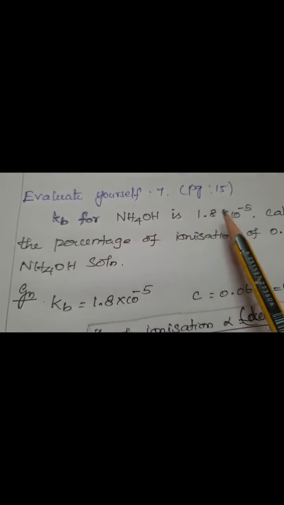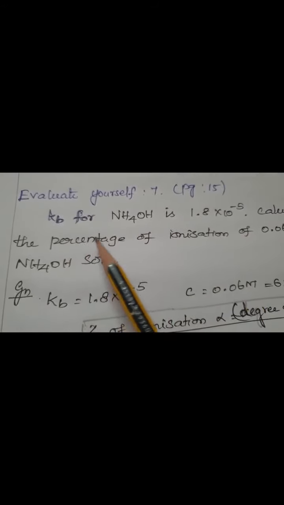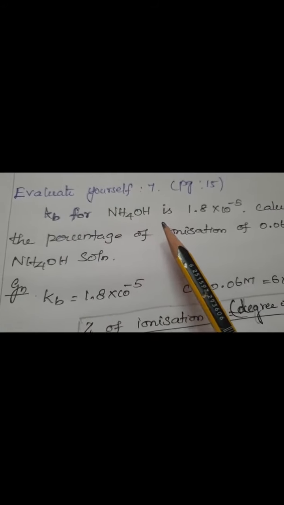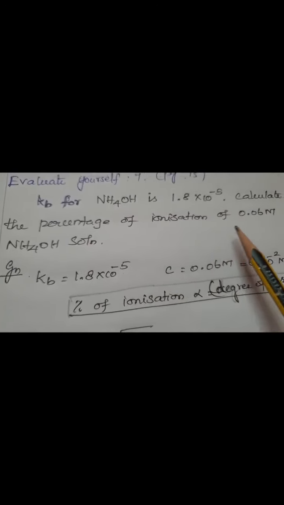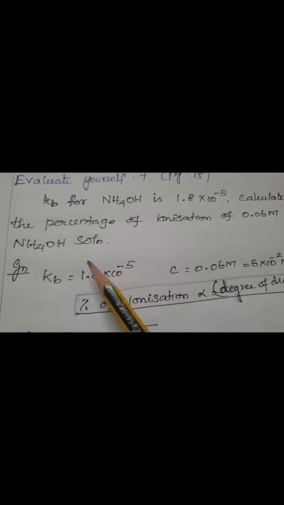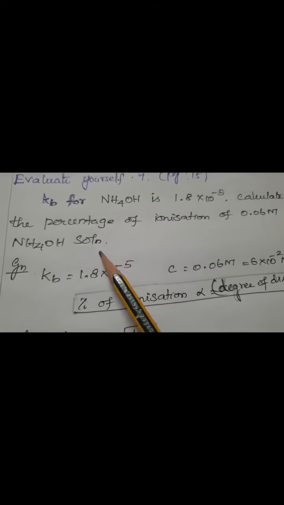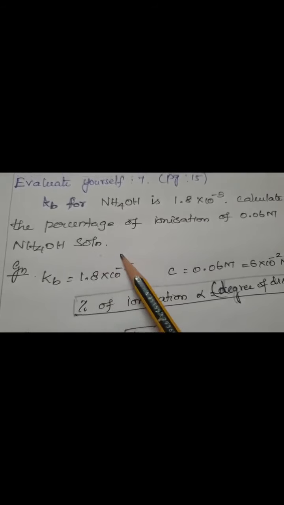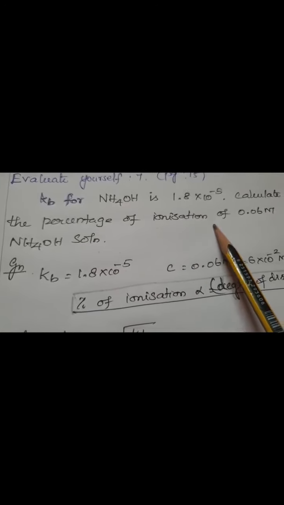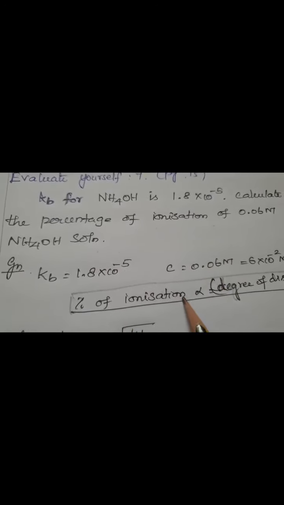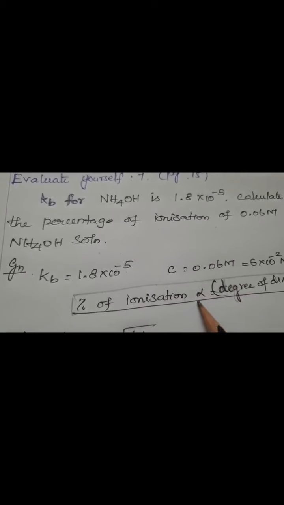Next problem, evaluate yourself 7, page number 15. Kb for NH4OH, ammonium hydroxide, is 1.8 into 10 power minus 5. Calculate the percentage of ionization of 0.06 M NH4OH solution, ammonium hydroxide solution. So what is asked in the solution? Percentage of ionization. So percentage of ionization here represents alpha.